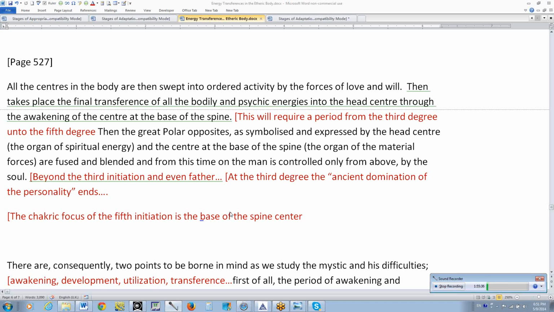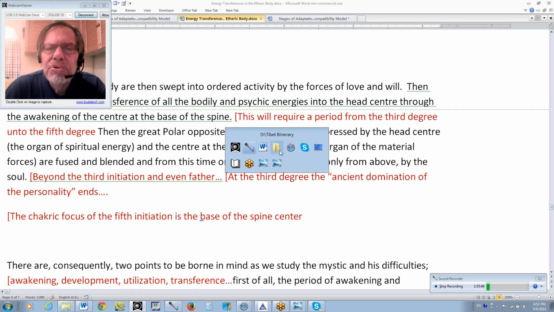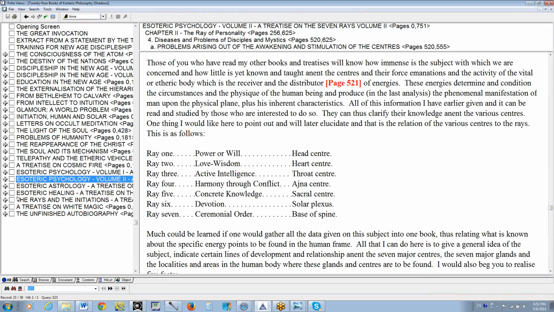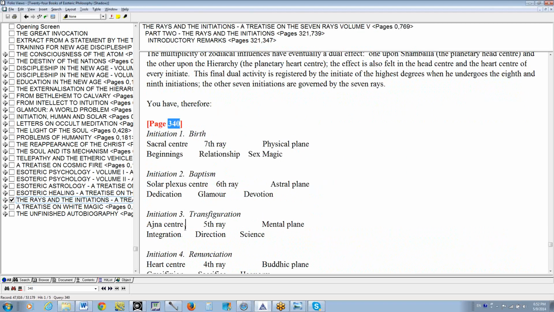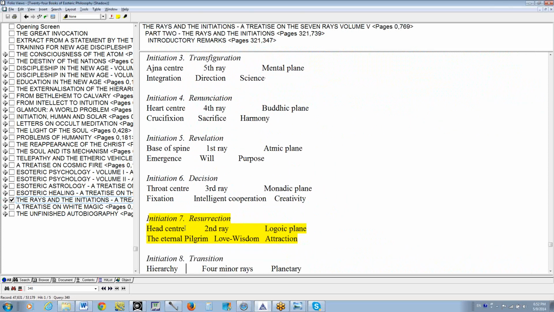And since the center at the base of the spine is the major center for the fifth initiation, we see that it has to come into connection with the head center. As a matter of fact, let's go to the rays and initiations, and we'll go to page 340, where we'll have the necessary picture. We see that initiation 4, the energy at the base of the spine, is involved, and that only later at the seventh initiation is the head center involved.